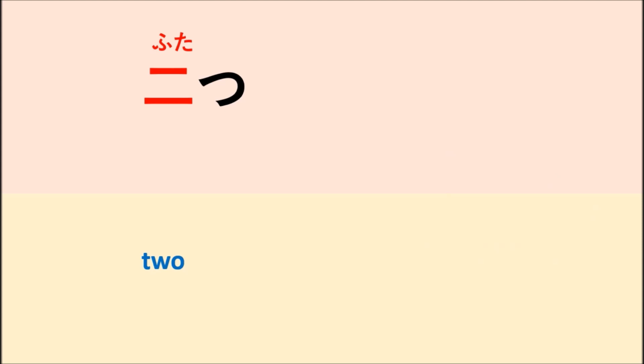二つ means two. 二つ we actually use when we are counting things that we don't know how to count. For example, 二つのテレビ or 二つのお菓子とか, you can say 二つの教科書とか, something like this. So we use it to count things.